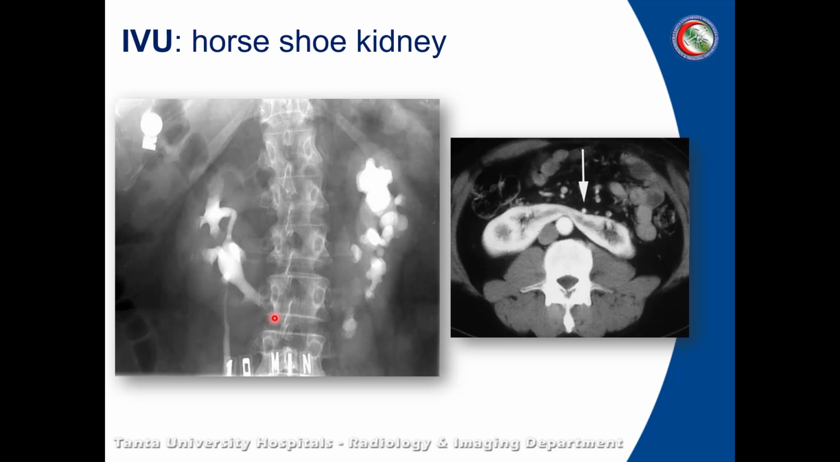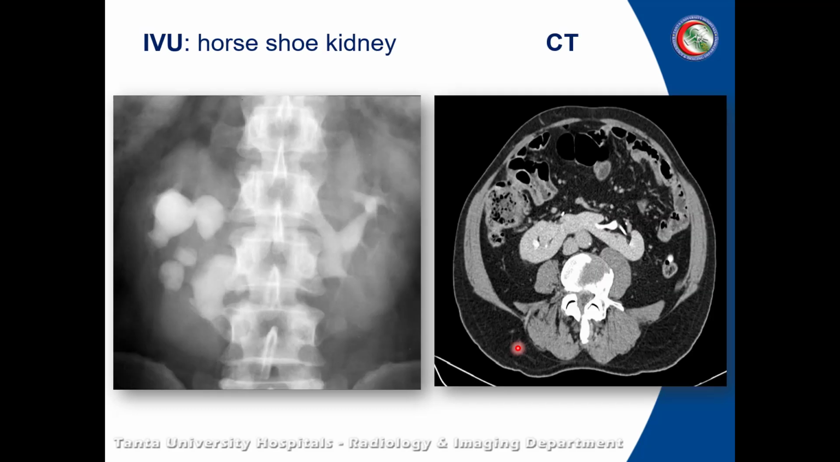Another example for IVU, abnormal rotation with abnormal connection in the midline between the renal tissue. So the full comment is IVU, horseshoe kidney. This is a picture of CT scan, axial cut, and this is the left kidney and this is the right kidney with abnormal connection between both kidneys in the midline in front of the abdominal aorta. So it's CT scan showing horseshoe kidney. Another example for IVU of horseshoe kidney and CT scan for horseshoe kidney.